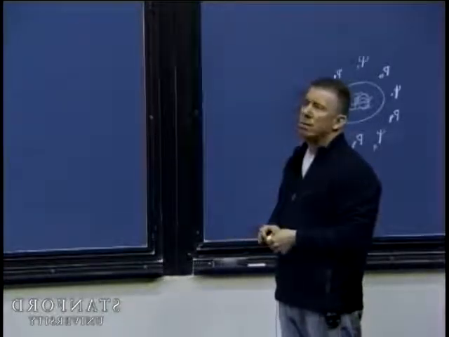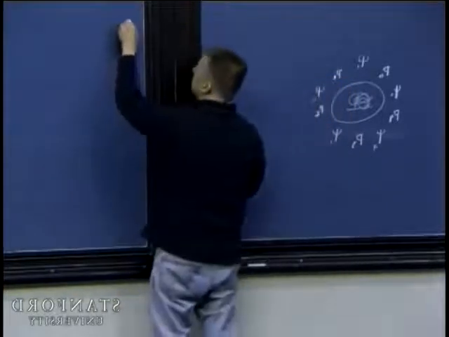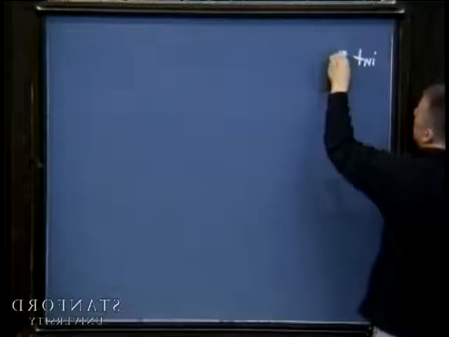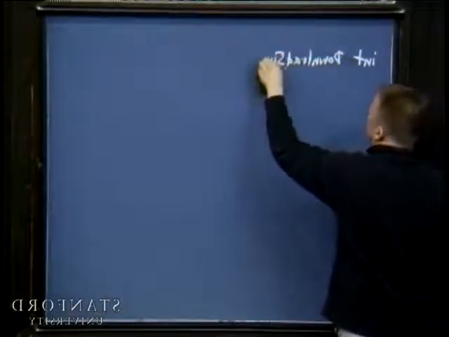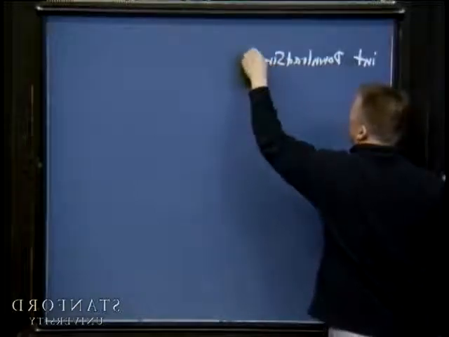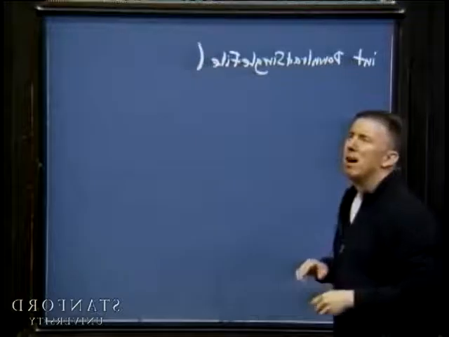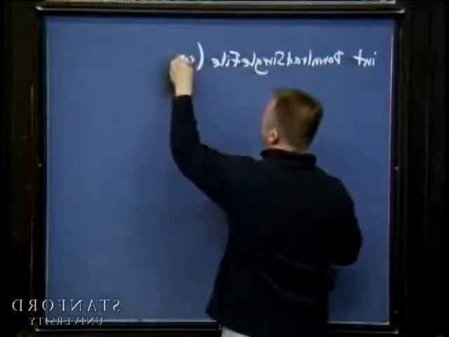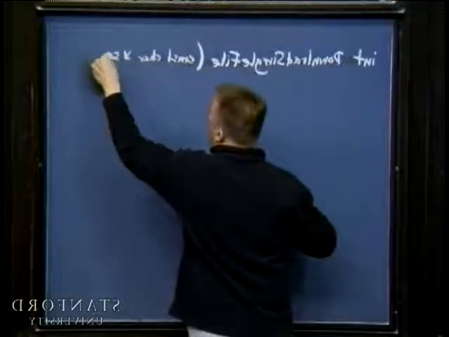But let me just assume the existence of this function. I have this function, int, I'll call it download single file. And what I'll do is I will give it two things. I'll give it a const char star. I'll call it a server.